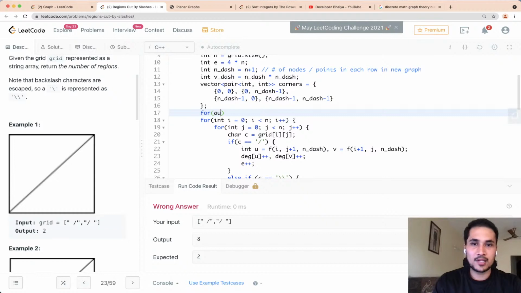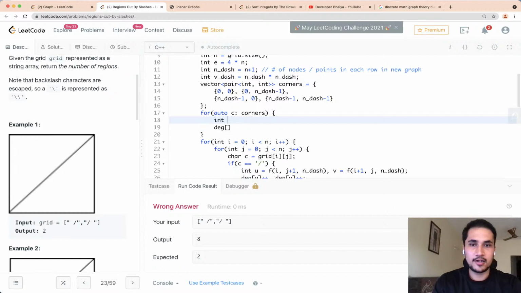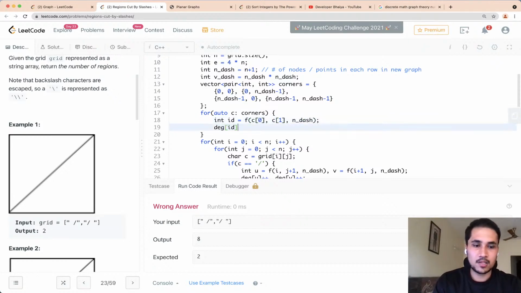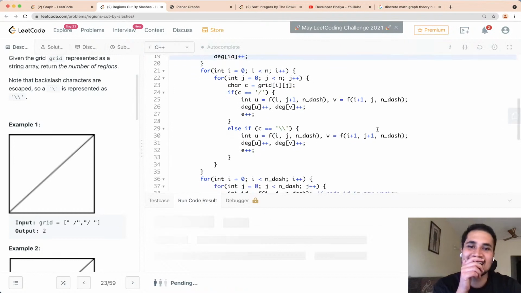But now what I'm saying is, for auto corner in my corners, I can say degree of ID, and the ID is nothing but f of c0, c1, and n dash. So I get the ID and degree of ID plus plus. Cool. Let's see if this works.